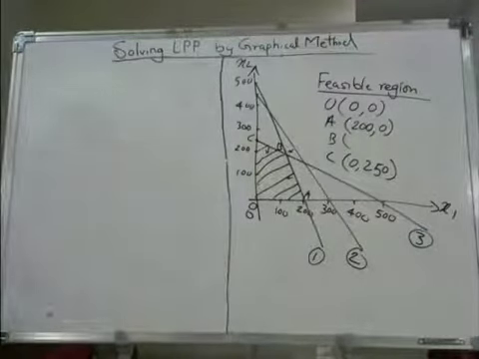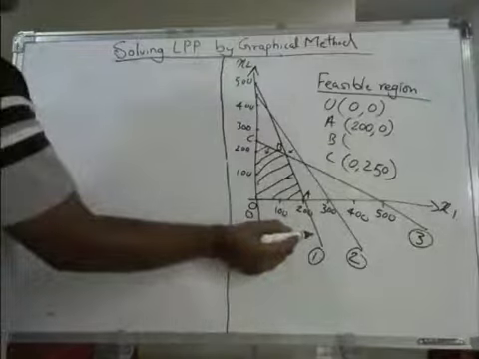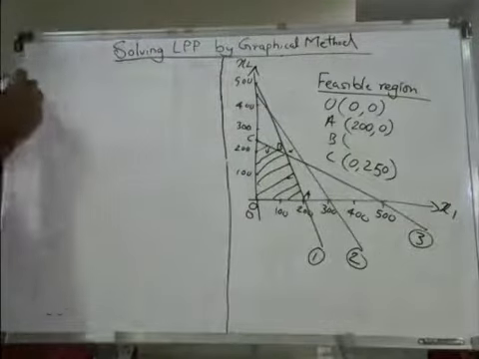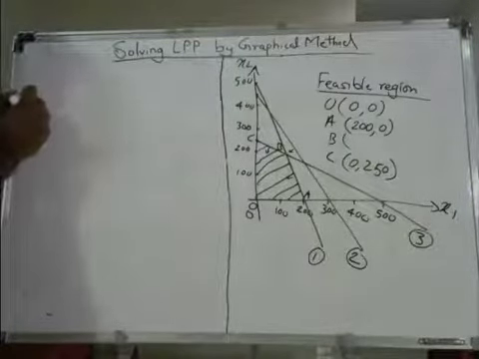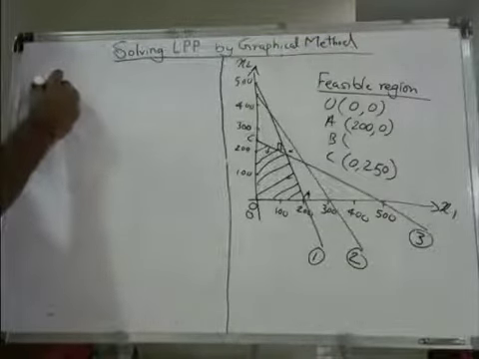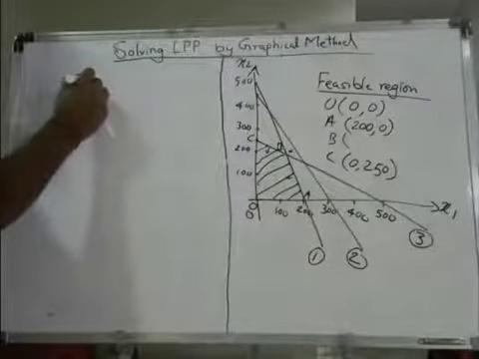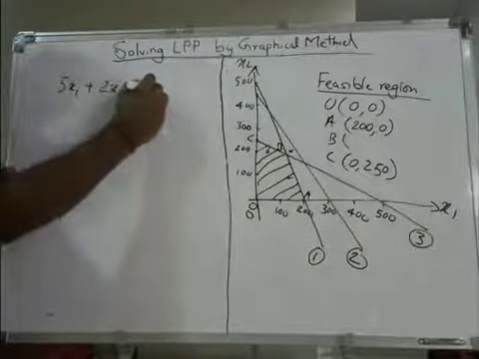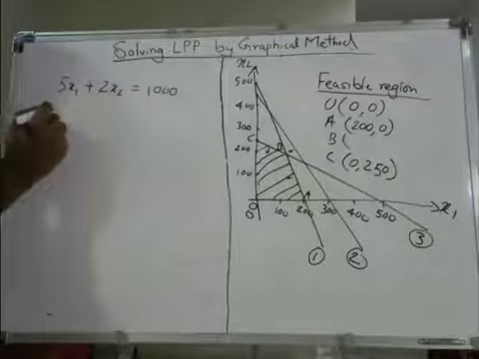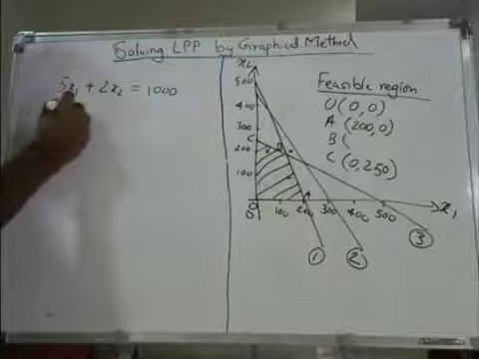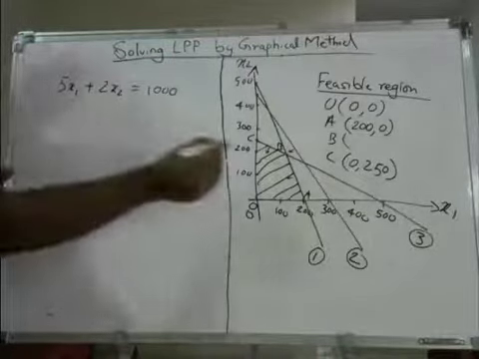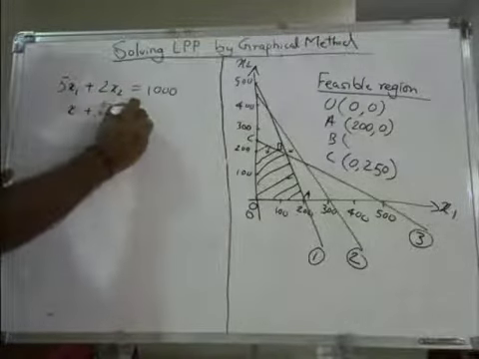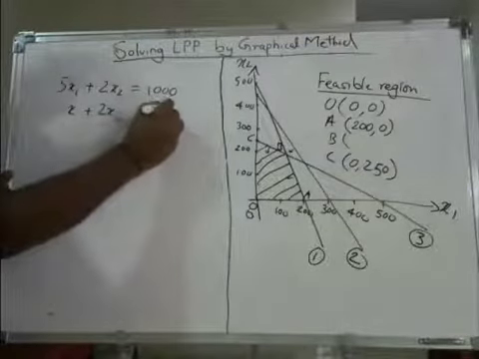All right. Now we are interested in solving equation number 1 and equation number 3, which is the intersection for B. So equation number 1 is 5x1 plus 2x2 is equal to 1000. And equation number 3 is x1 plus 2x2 is equal to 500.